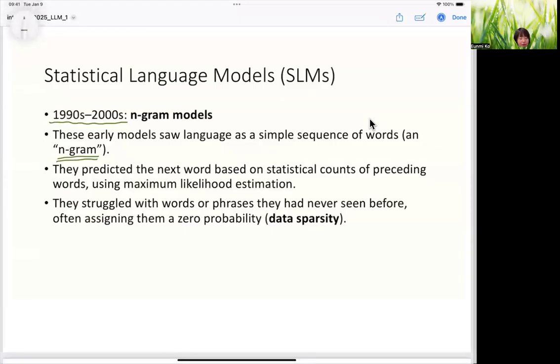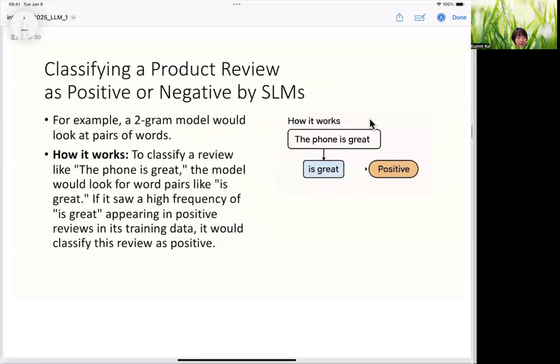These models actually struggled with words or phrases they had never seen before, often assigning them a zero probability. It's called the data sparsity problem. So let's take an example to understand what the data sparsity problem is. Let's think about an example of classifying a product review as positive or negative by the statistical language models.